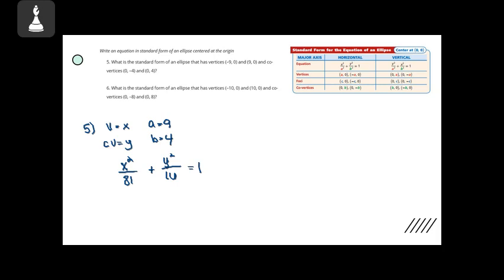For 6, we have vertices again on the x-axis at -10 and 10. So that means a is 10. And our co-vertices are on the y. 0, -8, and 0, 8 means b is a distance of 8. So we're going to put x squared over a squared. 10 squared is 100. And y squared over b squared. 8 squared is 64. And set it equal to 1.